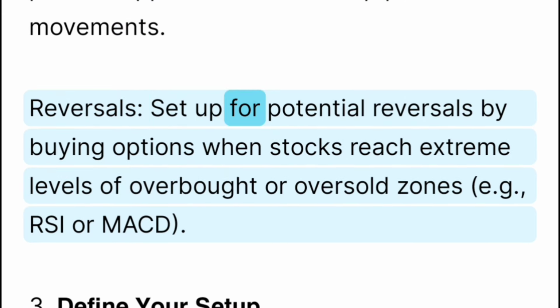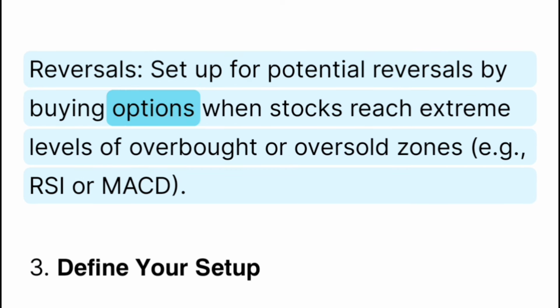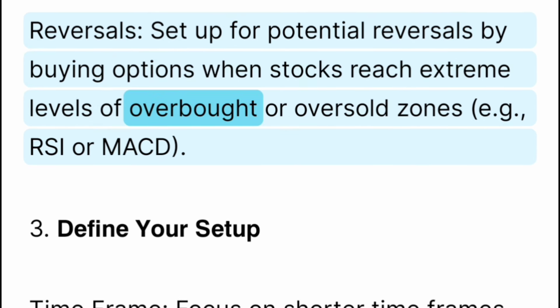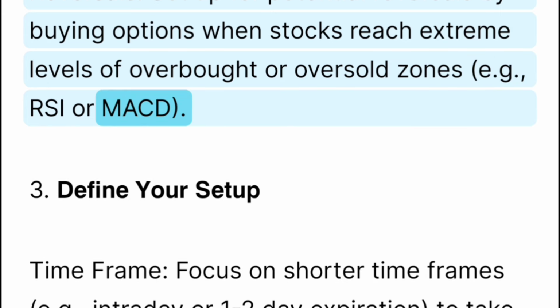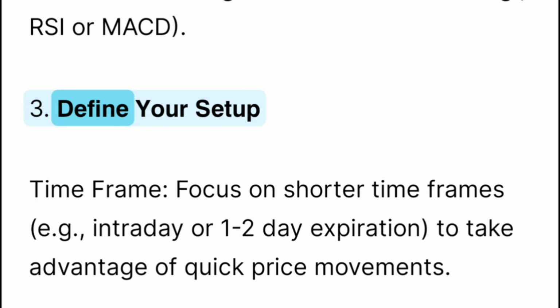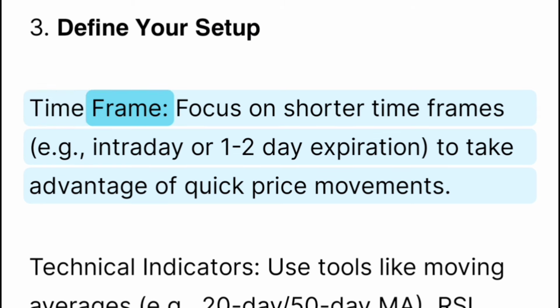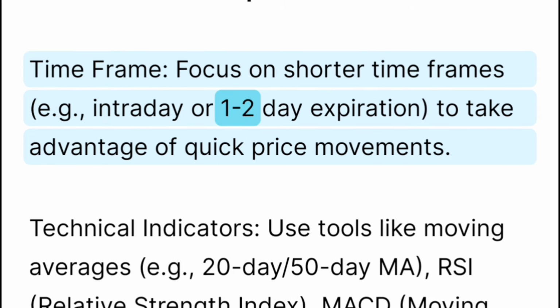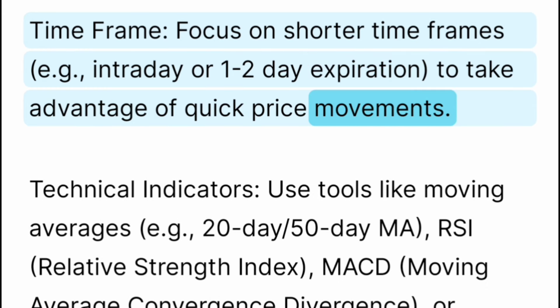Reversals. Set up for potential reversals by buying options when stocks reach extreme levels of overbought or oversold zones, for example, RSI or MACD. 3. Define your setup, time frame. Focus on shorter time frames, for example, intraday or 1-2-day expiration, to take advantage of quick price movements.